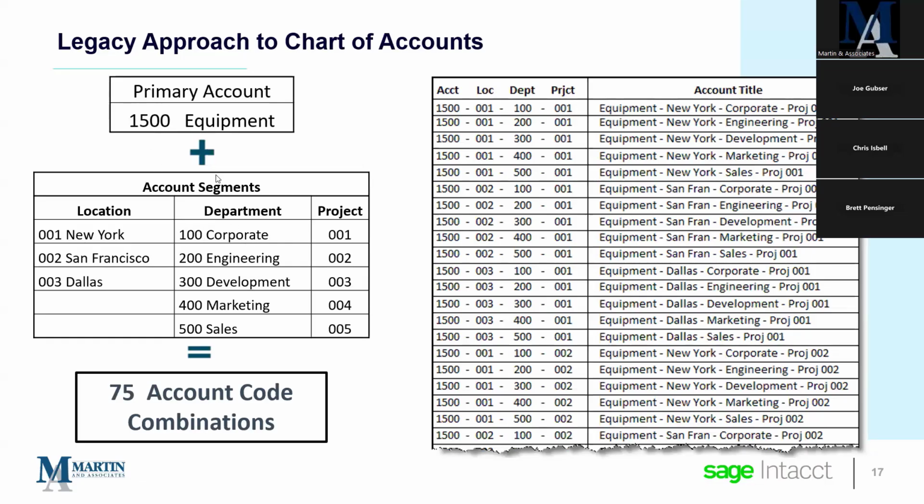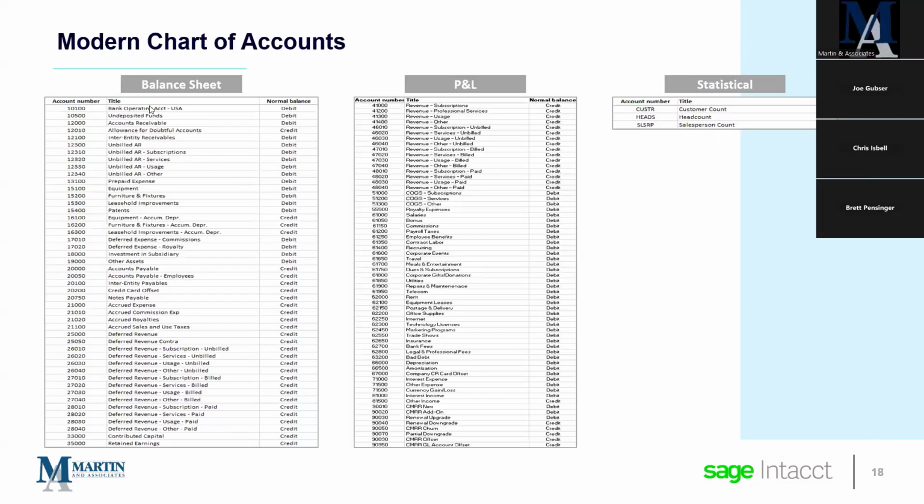In Intacct, you have one account, 1,500 equipment. These are dimensions, and you just use these for tagging your transactions. So here's a more modern chart of accounts that Intacct uses. You'll notice it's just the main accounts.